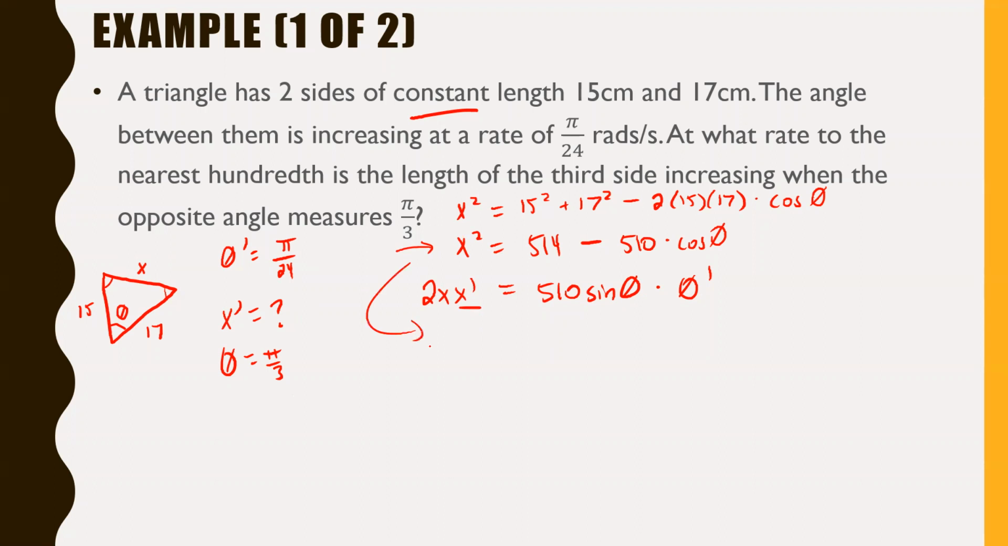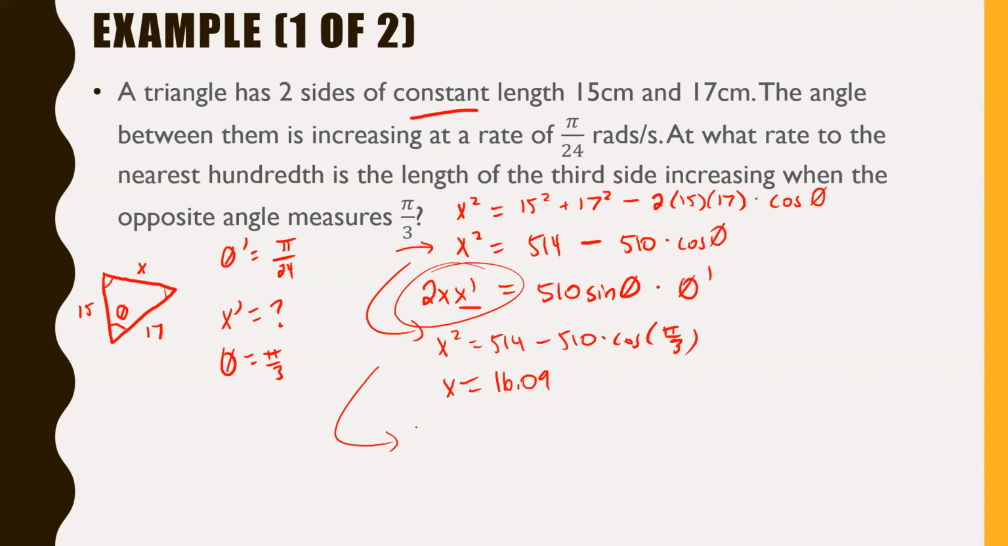So down here, x squared is going to equal 514 minus 510 times cosine pi over 3. Throw that in your calculator, square root it, and you're going to find that x equals 16.09. That is how long this side is when theta is pi over 3. And since that is our side length there, we can throw it into our derivative formula as well.